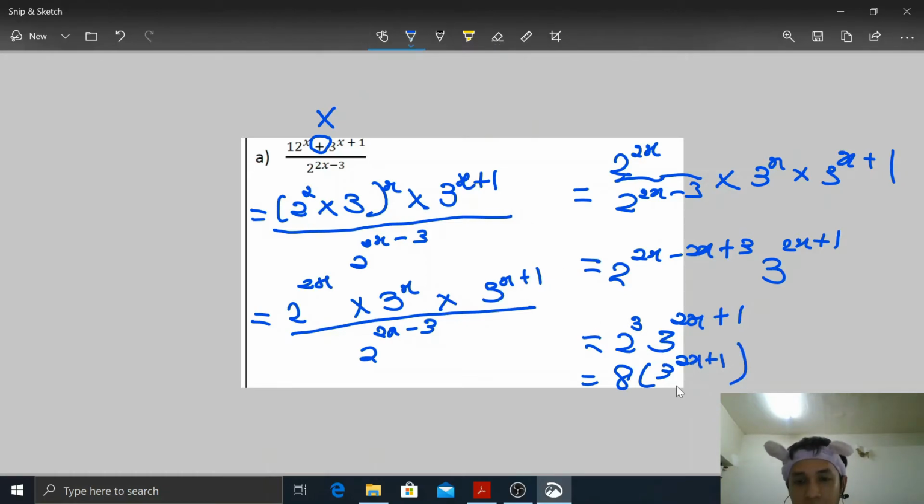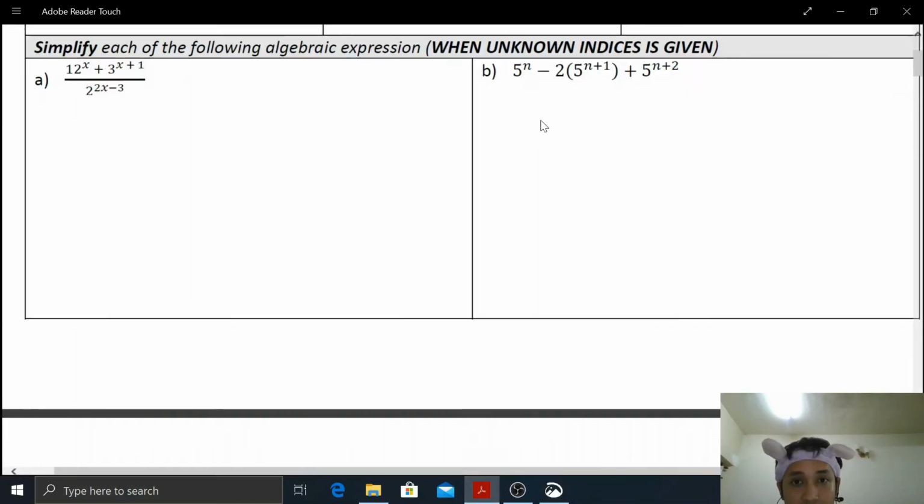3 to the power of 2x plus 1. OK, this is the final answer. You cannot multiply the 8 in, because there is an unknown power, so you cannot multiply it in to get 24. You cannot multiply in, so this is your final answer. So this one will be questions involving simplification when you don't know the power. Let's look at another example.